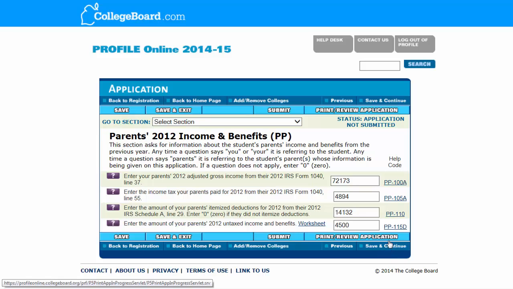This is parents' income and benefits from the previous year. That last section was all about the 2013 calendar year's income, and this is just asking greatly simplified questions about 2012 income, because we want to understand: is your family undergoing changes? Is the situation changing from year to year?